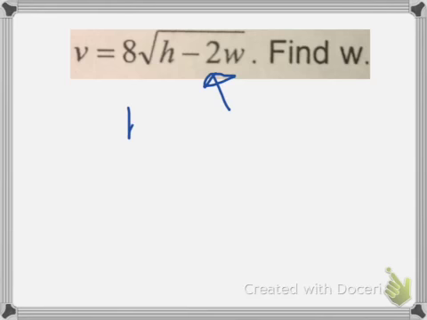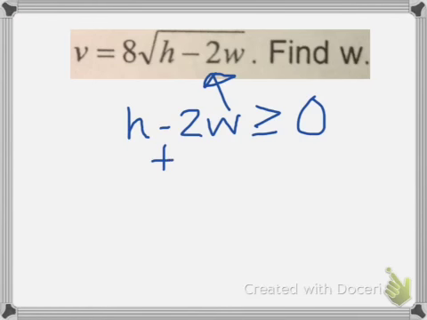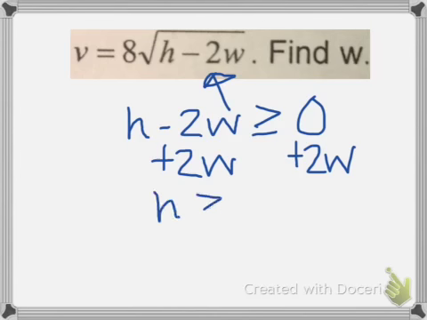So I'm going to take h minus 2w, and I know that has got to be non-negative, meaning it's got to be greater than or equal to 0. And as long as it is, I know I'm not dealing with imaginary solutions. Now, in order to put the restriction on h, I'm just going to solve this inequality for h by adding 2w to both sides. When I do that, I get h is greater than or equal to 2w.